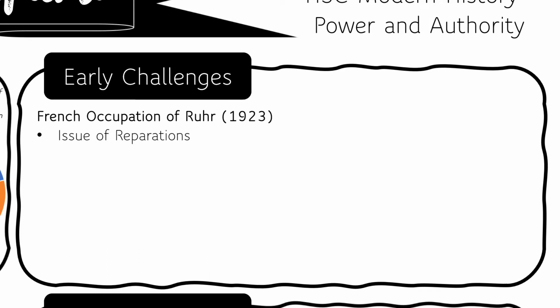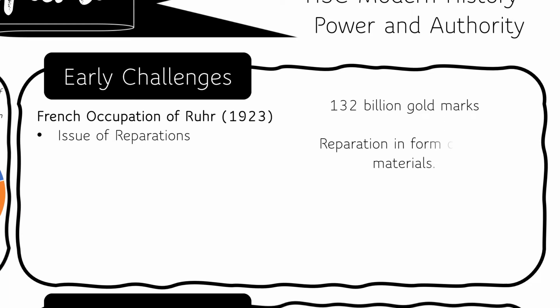These reparation payments had been set at 132 billion gold marks, and had effectively crippled the German economy. In fact, the fact that some of these payments took the form of raw materials such as coal and iron crippled them even further. This made it all but impossible for the Weimar Republic to rebuild their economy and meet the demands of future reparation payments.